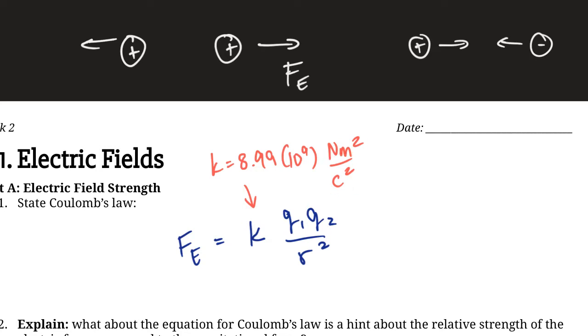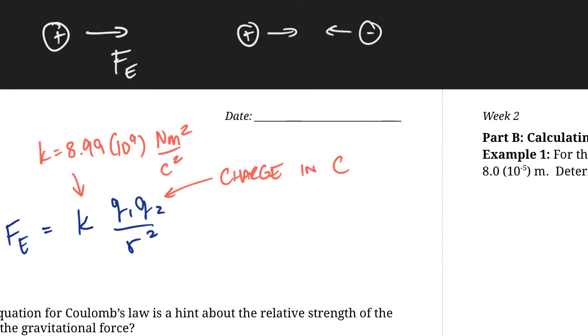The Q's are the charges of the two particles. Q1 is the charge of particle 1, Q2 is the charge of particle 2, and charge is measured in coulombs. Just a quick refresher on what a coulomb is. A coulomb is actually the charge of 6.241 times 10 to the 18 protons. That's what 1 coulomb is. It's just like a group of protons equals 1 coulomb of charge.